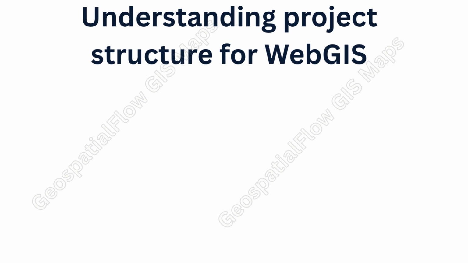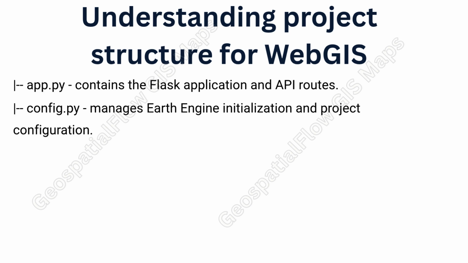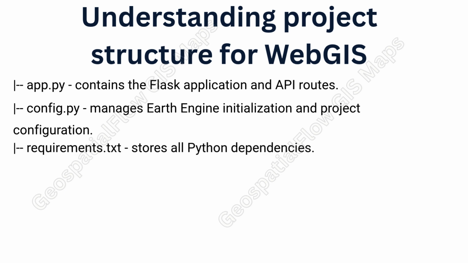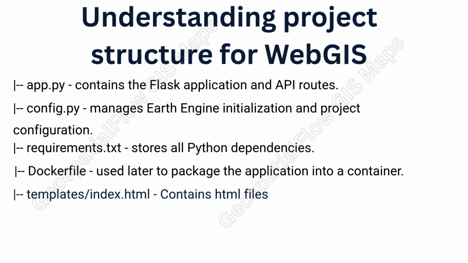Let's look at the remaining files required for cloud deployment. The WebGIS project consists of several important files. The app.py file contains the Flask application and API routes. The config.py file manages the Google Earth Engine initialization and application configuration. The requirements.txt file contains all Python dependencies required by the application. The Dockerfile will be used to package the application into a container for deployment. The templates folder contains the front-end HTML files used by the application.